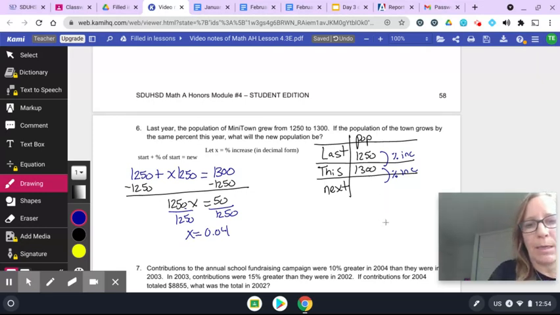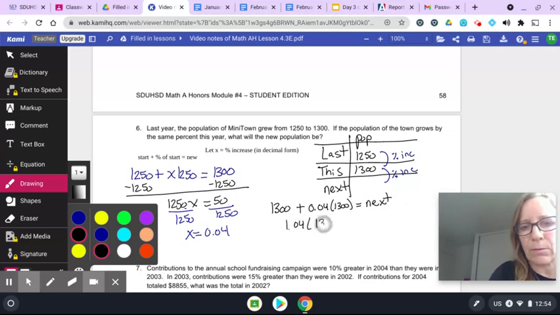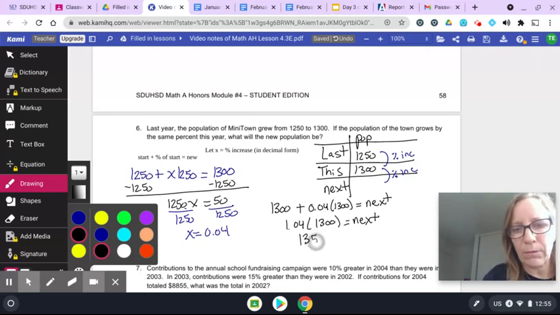So now I go again. I'm taking my new start, 1,300. I'm increasing that by 4% of 1,300 to get my next. Now this is really 1.04 times 1,300, if I want to go a little quicker on my calculator. So when I do that, 1.04 times 1,300, I get that there is going to be 1,352 people in my next population.